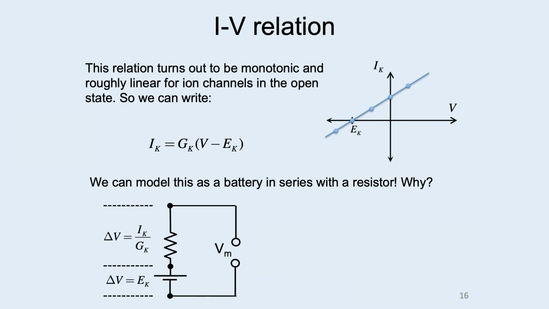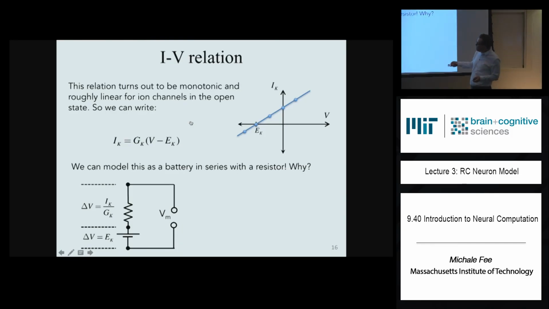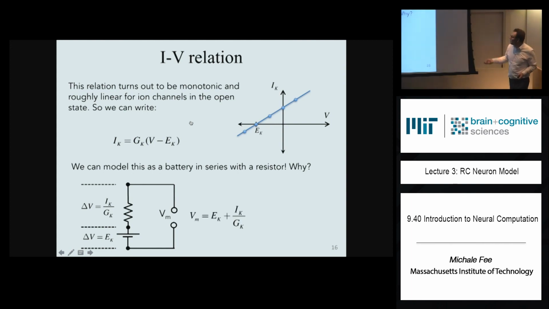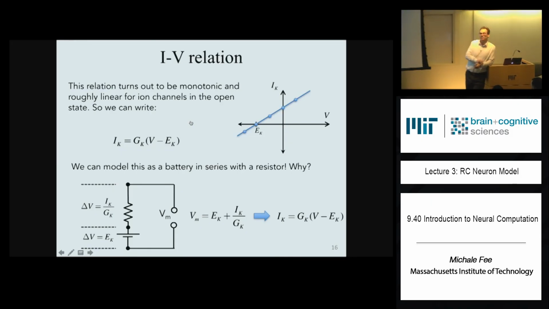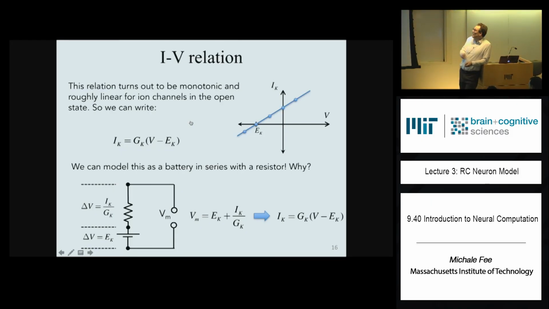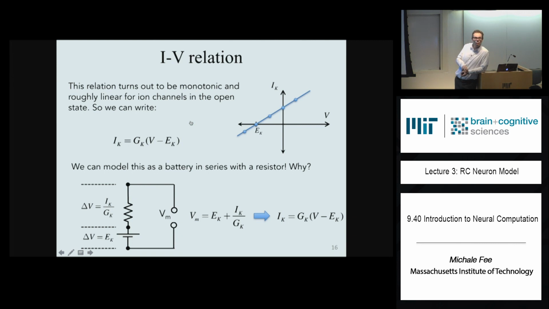Okay, so Vm, the membrane potential, has to just equal the sum of those two voltage drops, right? So Vm equals EK plus IK over GK. And now let's just solve this for IK. Okay? So that's why this little circuit element describes our potassium conductance. That's the equation that goes with it. Any questions? All right, let's push on.